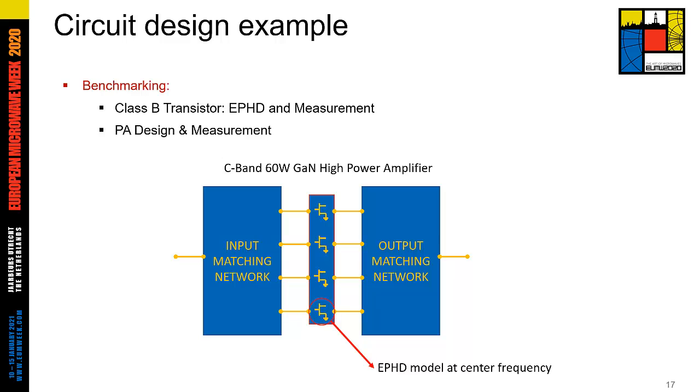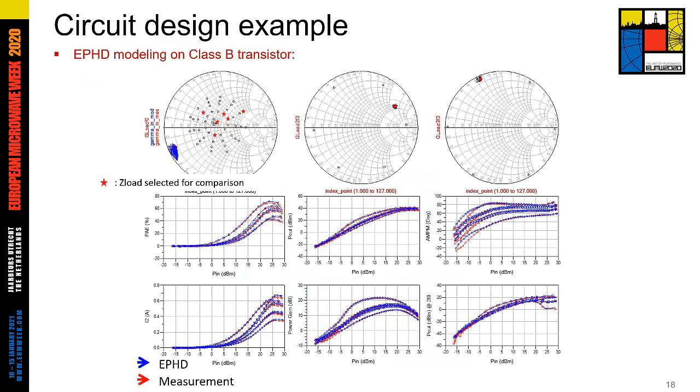The second example about the use of the EPHD model is in the design of a 60 watt power bar amplifier in the GaN technology. The work consists of modeling one transistor in class B at one frequency and using this EPHD model to design the PA. The transistor was characterized at fundamental and at second and third harmonics. The load impedance patterns are described in this Smith chart.